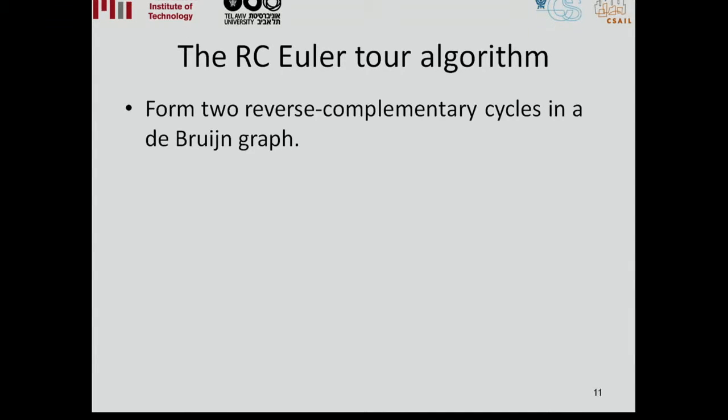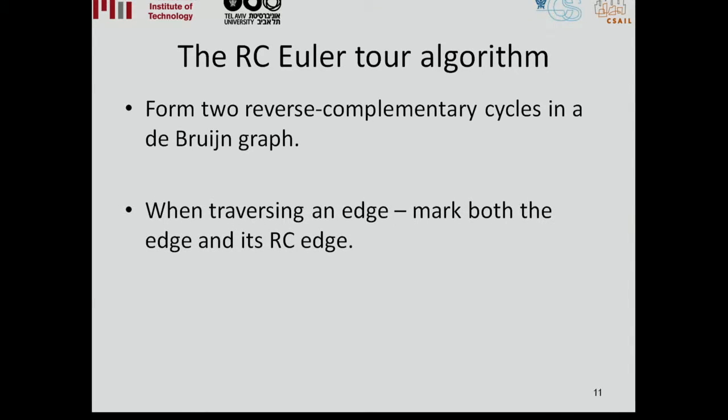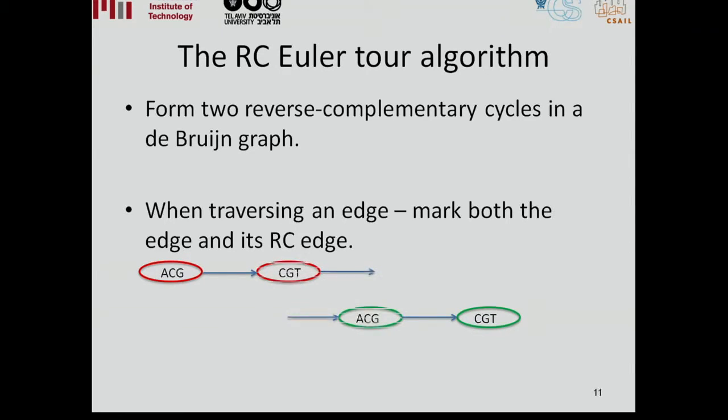So what we do is, in the Euler tour algorithm, one continuously moves along a path, looking always for a new edge out from the current node. And what we'll do is build both the sequence and its reverse complement at the same time. So while traversing an edge, we mark both that edge and its reverse complement edge. So here is a tiny example. We start from this node, and here is the reverse complement, and we move to the next, and then we move to the next, etc.